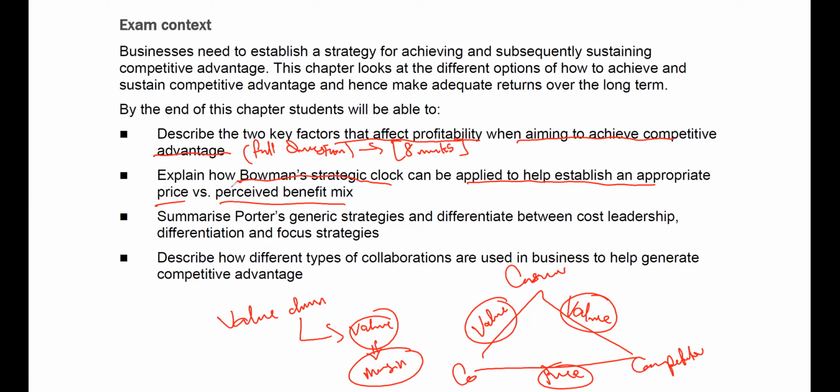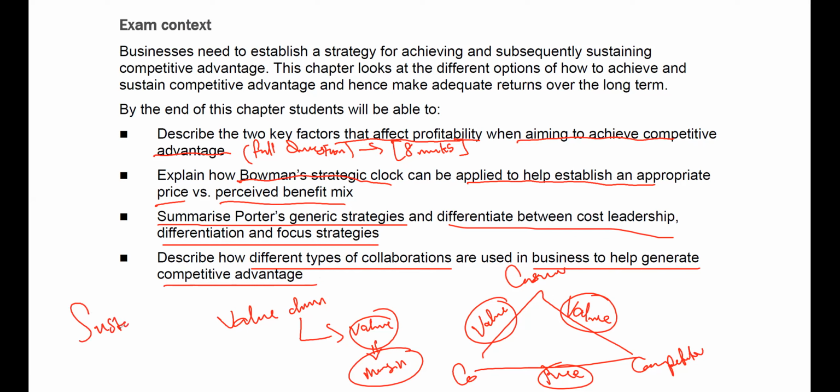Now, once we understand this, we must be able to summarize Porter's generic strategies and differentiate between cost leadership, differentiation, and focus strategies. And we should also look at how the different types of collaborations are used in business to help generate competitive advantage, right? So there are 4 main areas, but as part of looking at how to gain competitive advantage, we must also learn how to sustain competitive advantage. So it's not only about getting the competitive advantage, but also being able to sustain the advantage that you get.